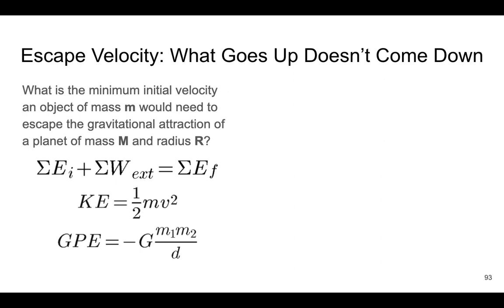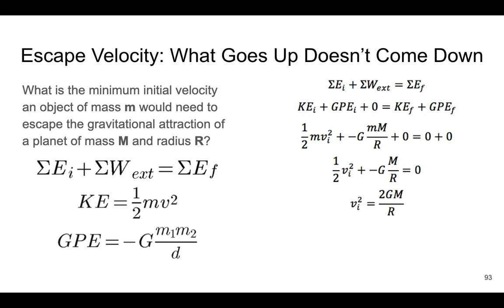So what is the minimum initial velocity an object of mass m would need to escape the gravitational attraction of a planet of mass capital M and radius capital R? The ideas we're going to use here are the law of conservation of energy, our formula for kinetic energy, and our new formula for gravitational potential energy. I didn't draw the sketches, but just try to imagine what's going on. We're launching this thing from the surface of the planet. So it has initial velocity, which means it has initial kinetic energy, and it's near the planet, so we have to assume there's gravitational potential energy to deal with.